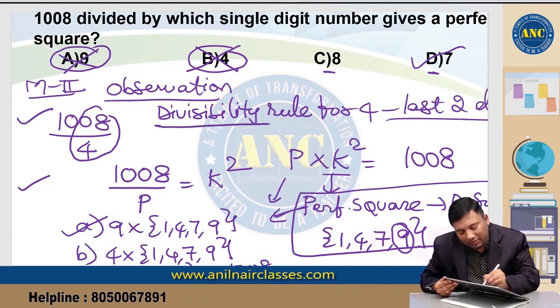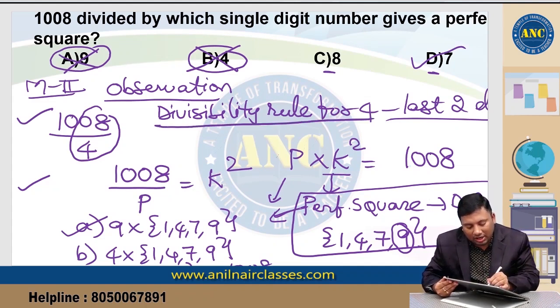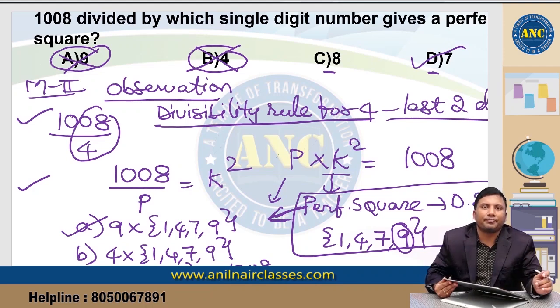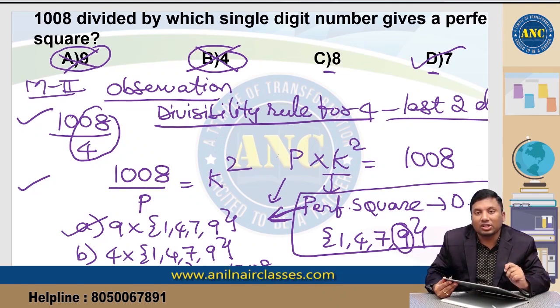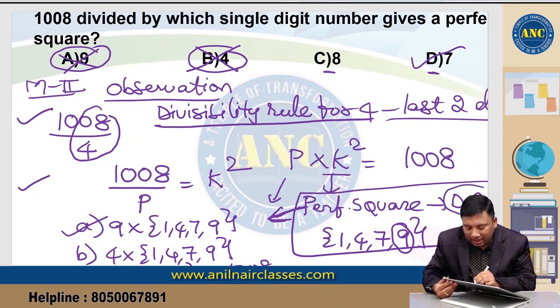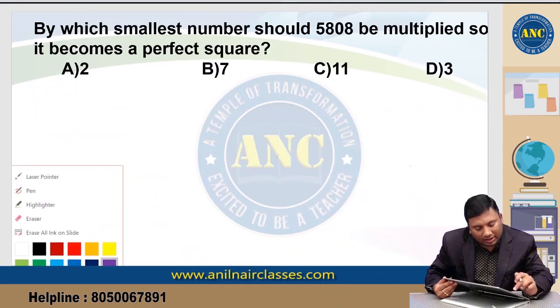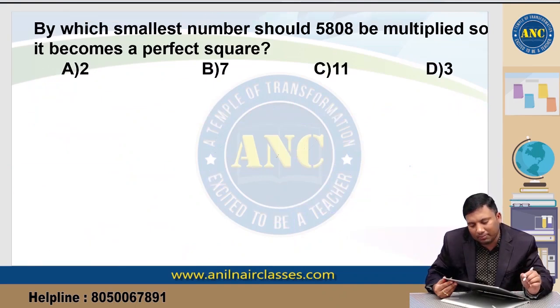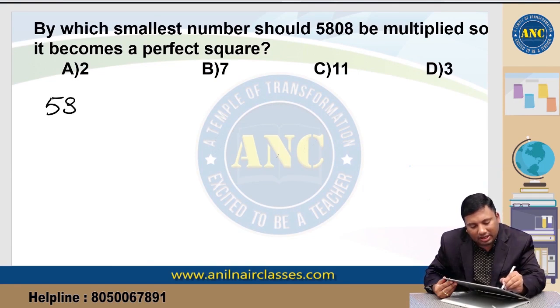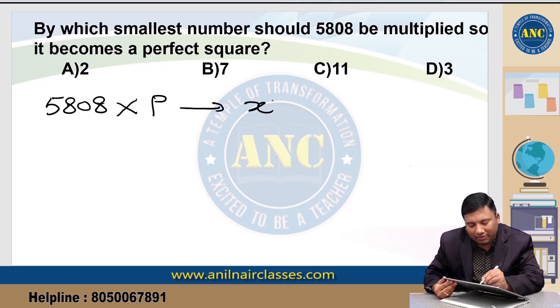I just tried to use the divisibility rule of 4 and this logic. A perfect square has a digital sum 1, 4, 7 or 9, which is not working effectively here because the right hand side digital sum is 9. Any number multiplied by 9 will automatically give you digital sum 9. I hope the logic is clear. Method 3. By which smallest number should 5808 be multiplied so that it becomes a perfect square? Let us check in this logic.